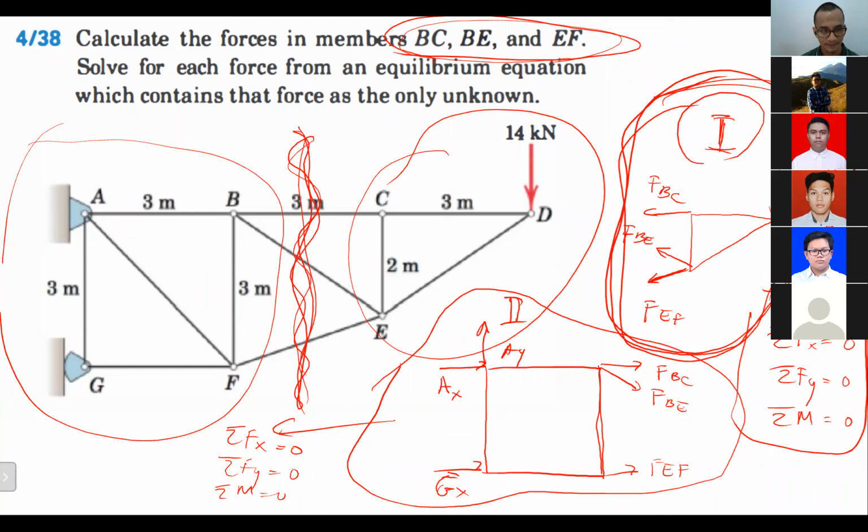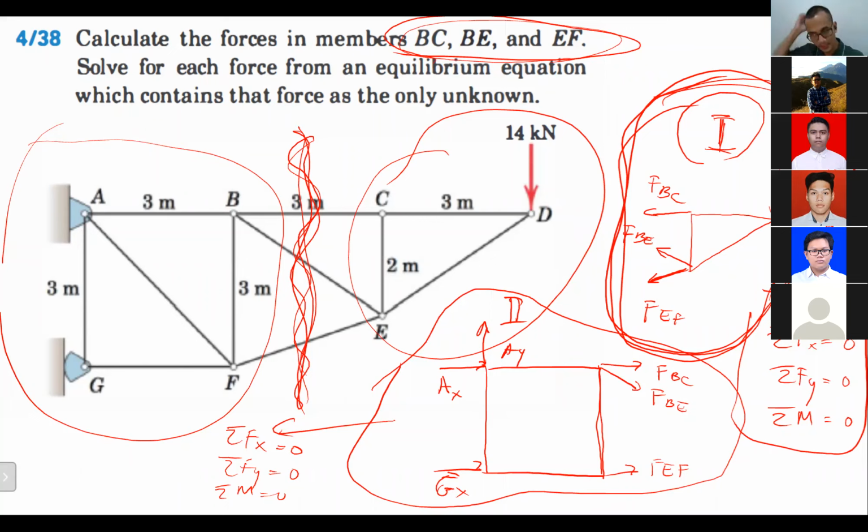You get it? Okay. This is for everyone as well. So basically, that's our purpose. Whenever we want to solve a certain member only, try to make that member an external force by cutting that member.